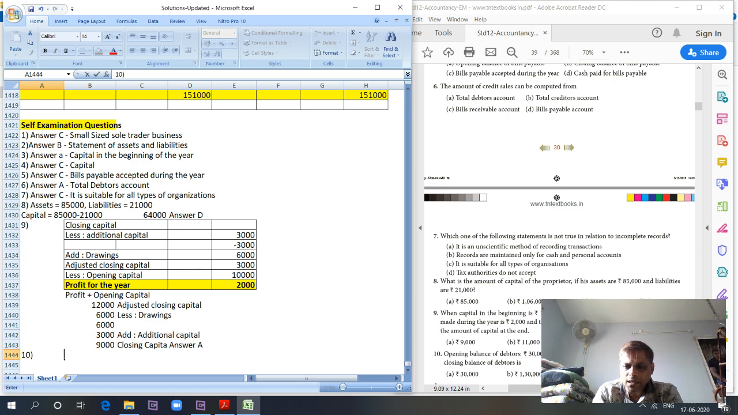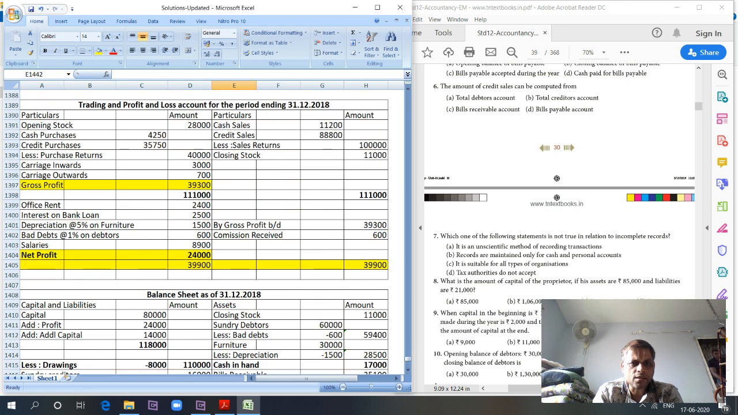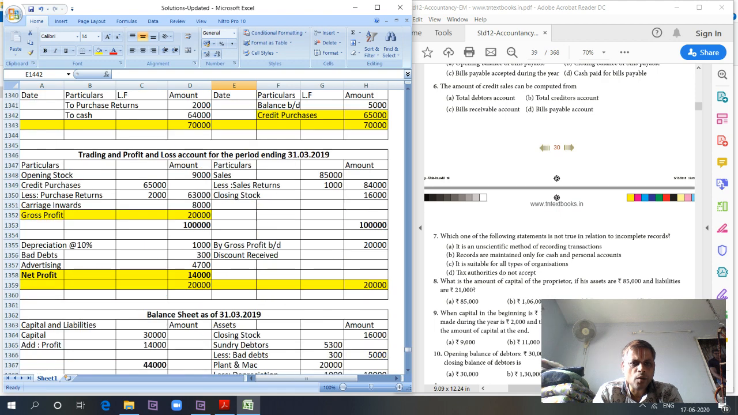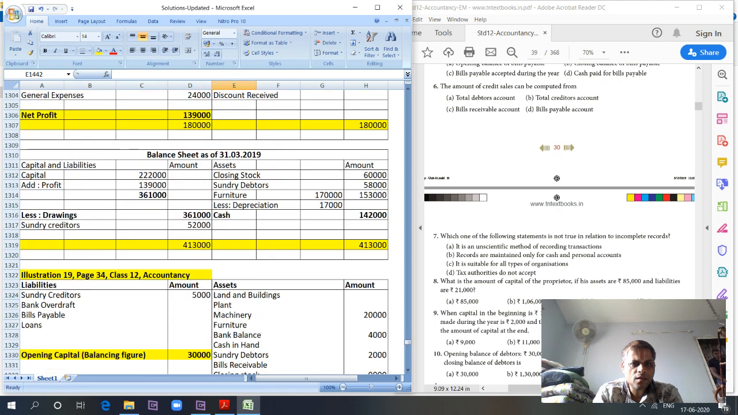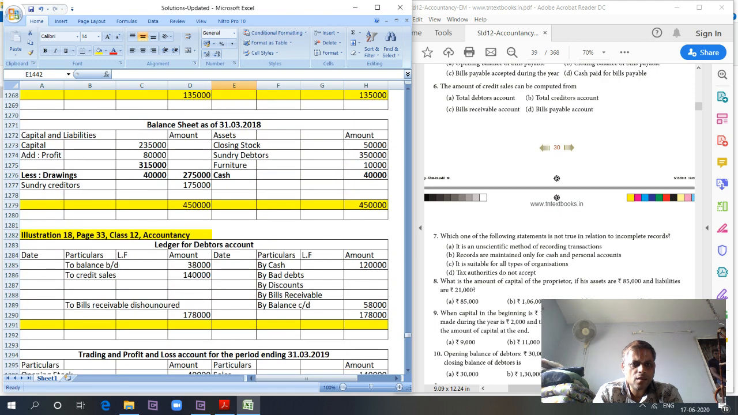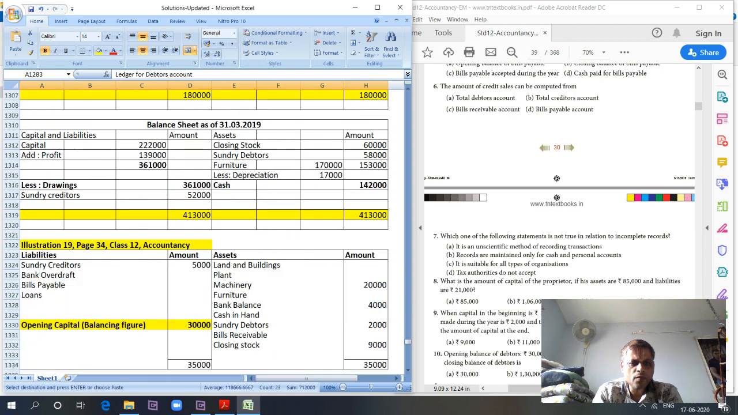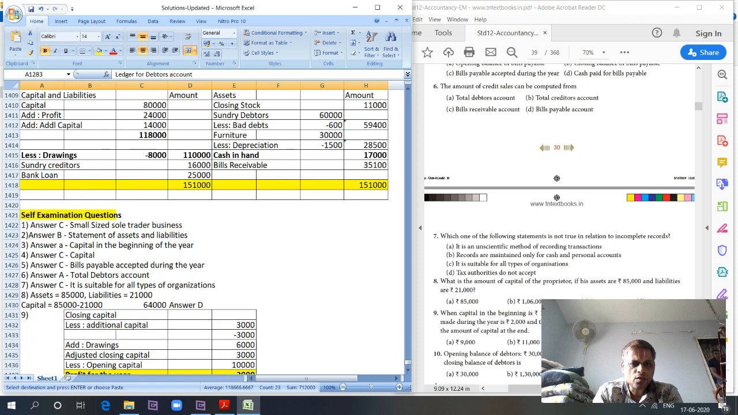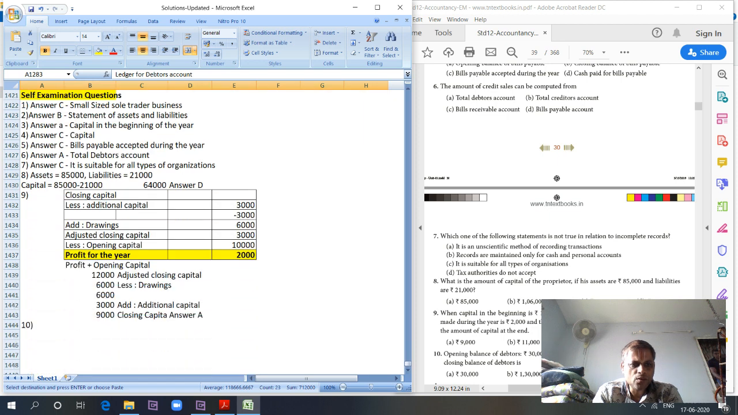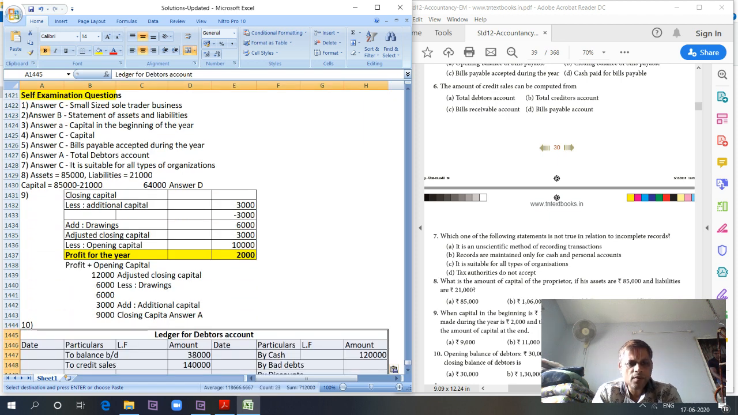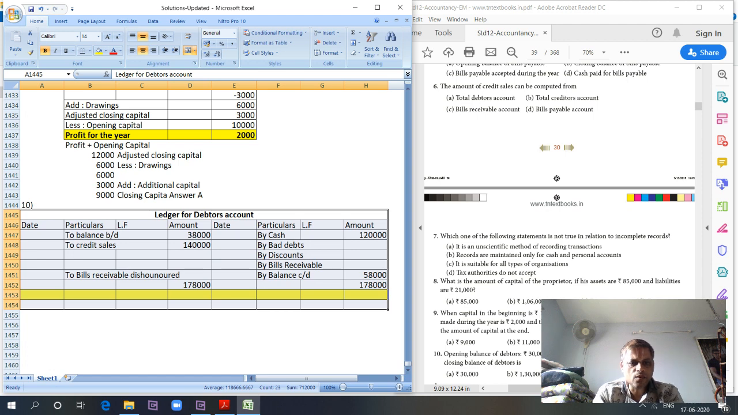Opening balance of debtors is 30,000. Cash received 1 lakh. Credit sales 90,000. Closing balance of debtors is. So, let's calculate the total debtors. Copy the format for the ledger for debtors account. Students, the format will help us a lot. So be sure that you copy the format when we prepare a ledger for debtors account.